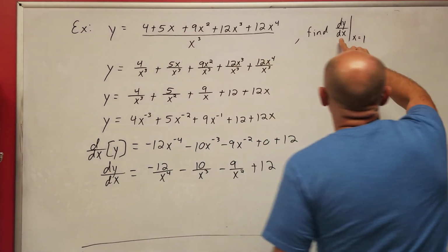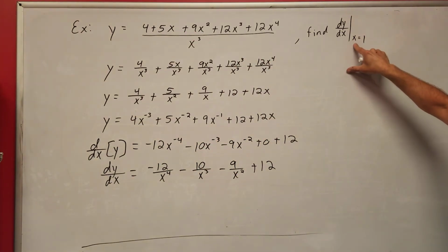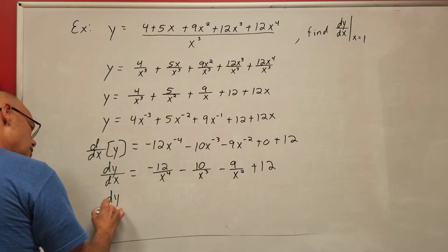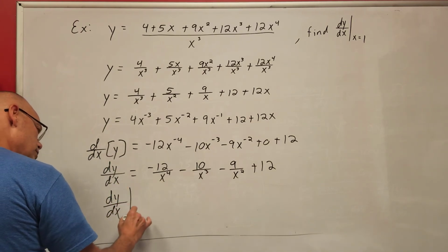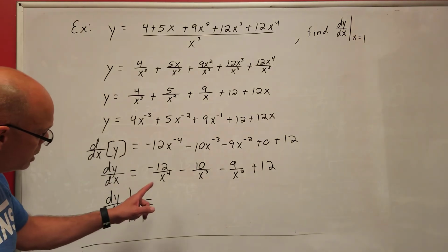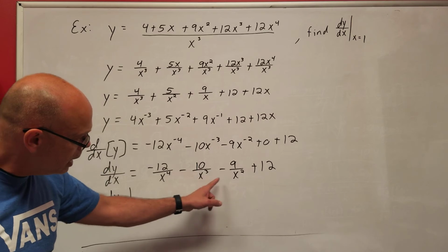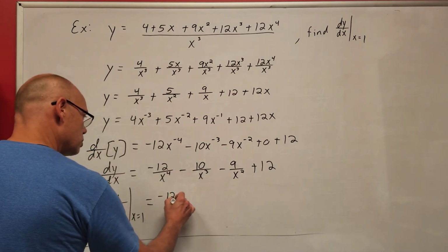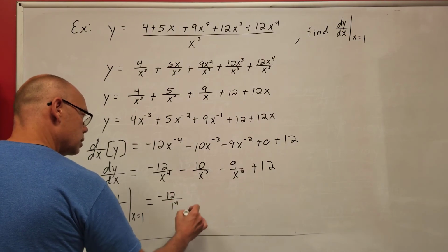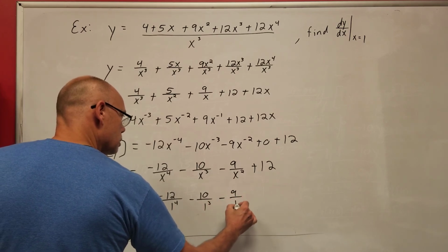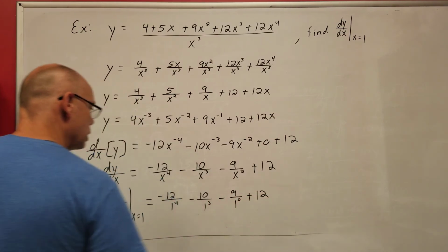But what they asked is to find dy over dx and evaluate it whenever x is equal to 1. That's what that notation means. Evaluate it when x is 1. So I'm going to write dy over dx evaluated whenever x is 1. What does that mean? That means I take the derivative and everywhere I see x in it, I substitute in that 1. So I have negative 12 over 1 to the fourth minus 10 over 1 cubed minus 9 over 1 squared plus 12.